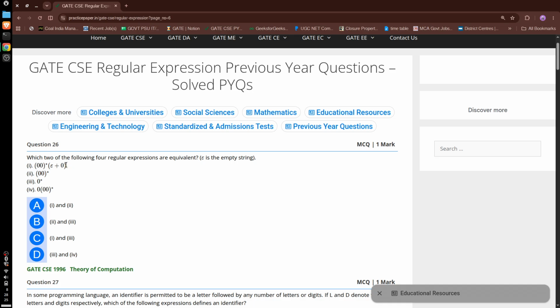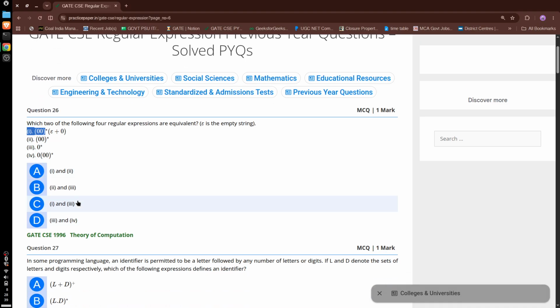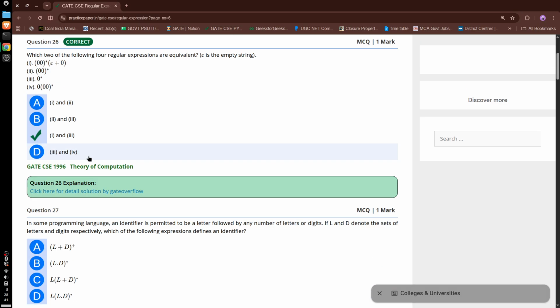We can say that 1 0 is like 1 0, so we are saying single zero. This one is making single zero because we have this single zero. This is also making single zero. This is not making single zero, right? So we have 1 and 3 equal. Yeah, this is pretty simple.